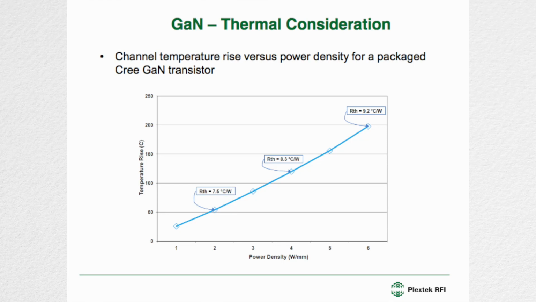It also means that the thermal impedance of GaN transistors and MMICs is temperature dependent. This is some commercially available data for packaged Cree GaN transistors. And what you can see is that the thermal impedance depends on how much power you're dissipating.